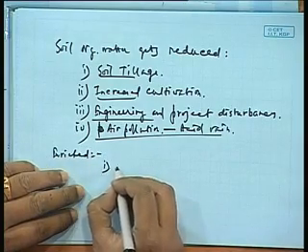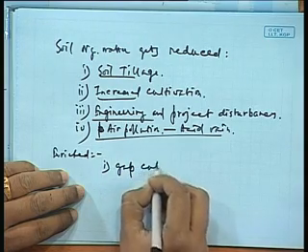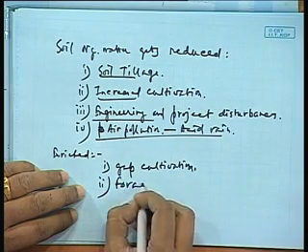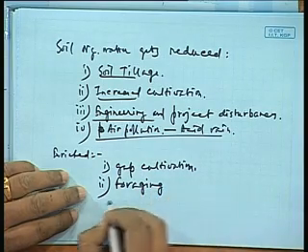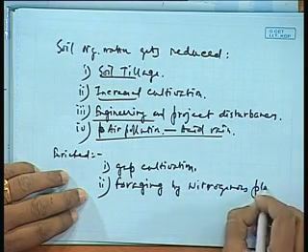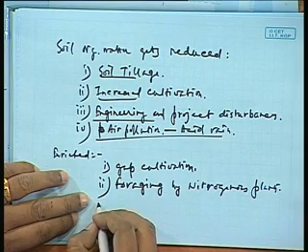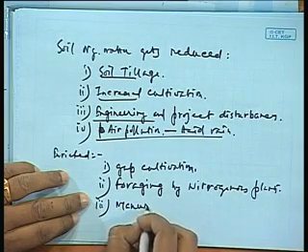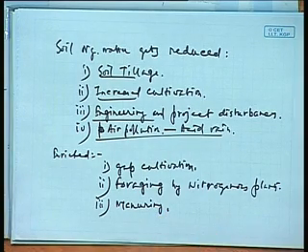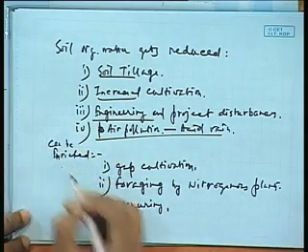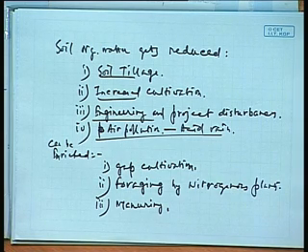by gap cultivation, then foraging by nitrogenous plants, and also by manuring. It can be enriched by gap cultivation, foraging by nitrogenous plants, and manuring, using manure or fertilizers, organic fertilizers.